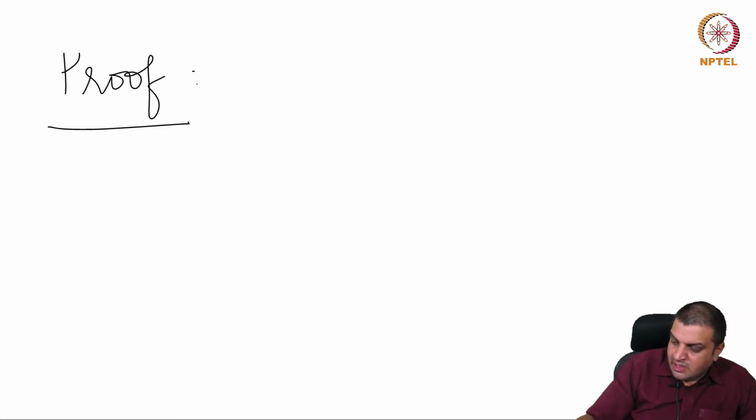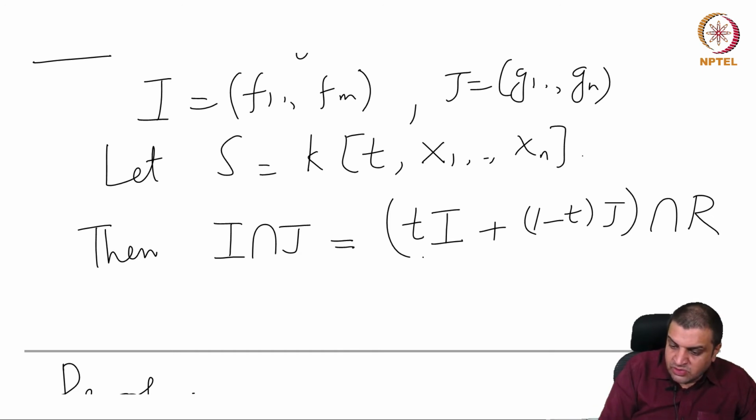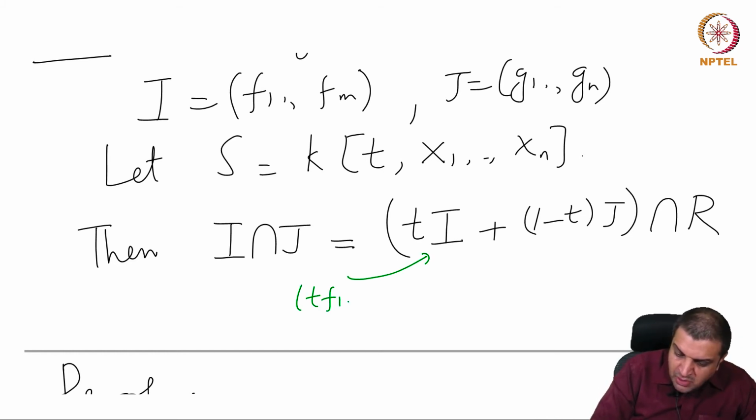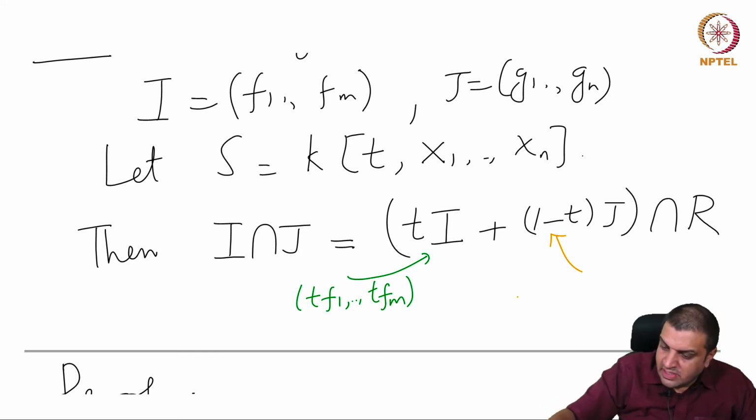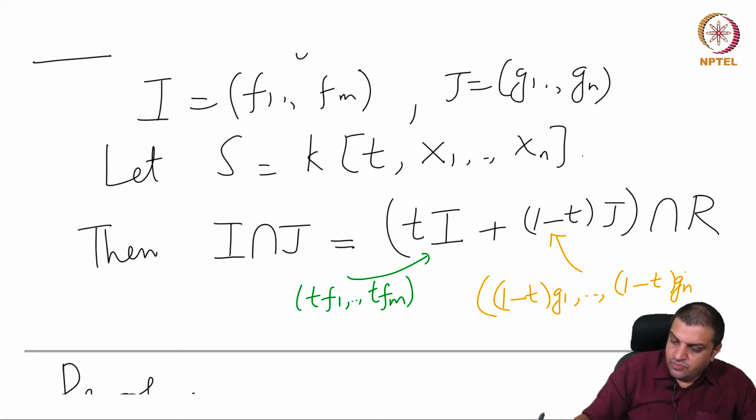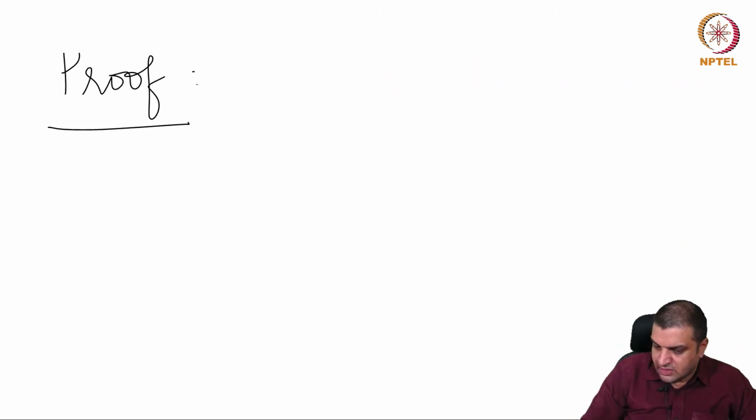So first of all, I hope this is clear what is meant here. This is the ideal generated by t times f1 up to t times fm, that's t times I, and this is the ideal generated by 1 minus t g1 through 1 minus t gn. So it is an S ideal, and that contracted to R would be I intersect J. So, proof.